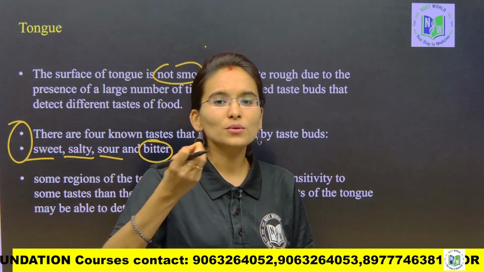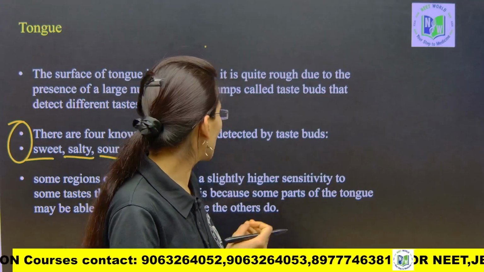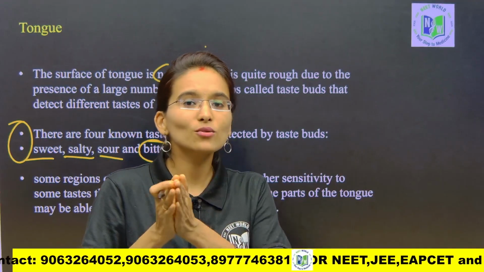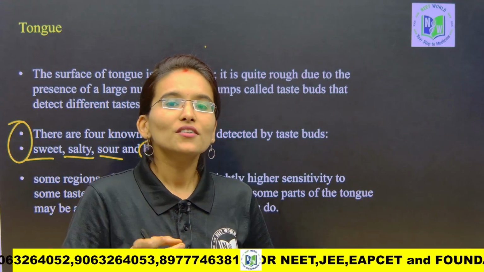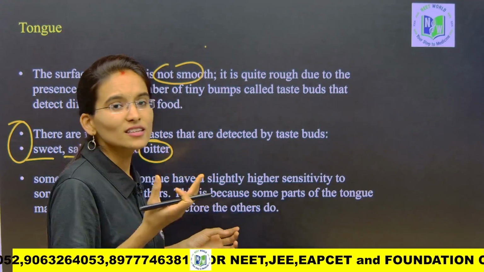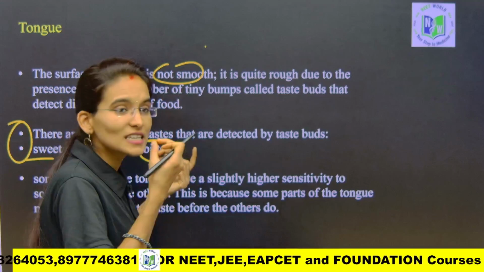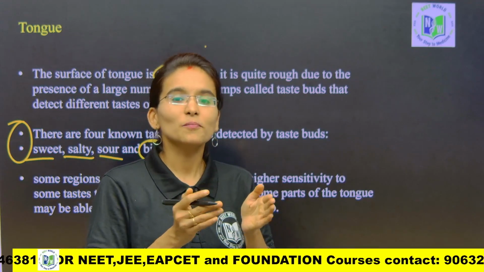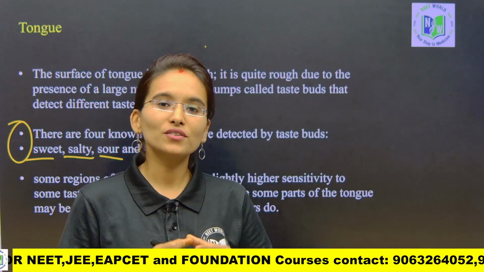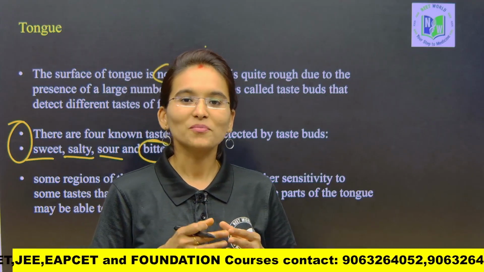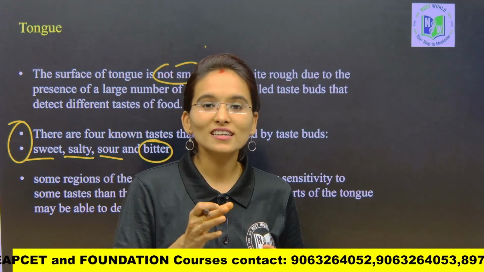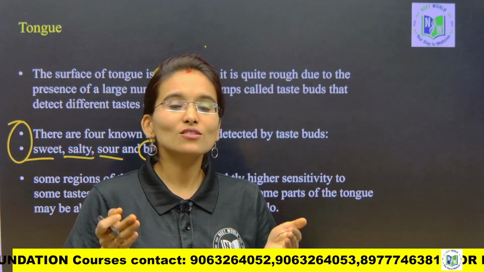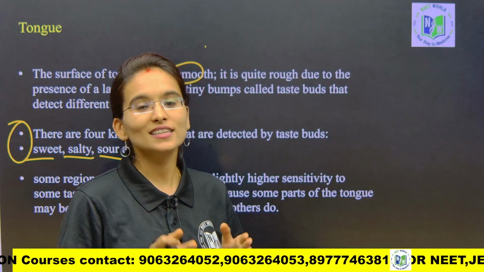So if you eat sweets, the taste buds present on the tongue are going to detect only the sweet. If you eat bitter gourd, then the taste buds present in the tongue are going to detect only the bitter taste. So it depends on the type of food we eat, my dear students. The main function of the tongue is to detect the taste of the food. It detects the taste of the food due to the presence of the taste buds.